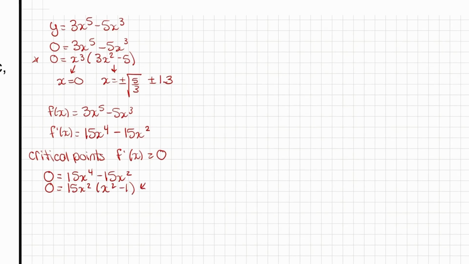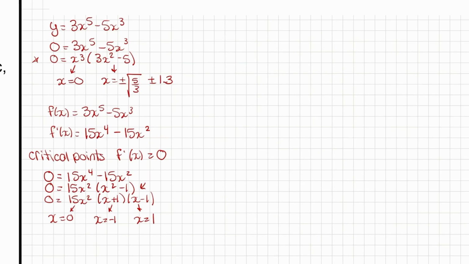This is a difference of squares. So I end up with 15x squared, x plus 1, x minus 1, which gives me critical points when x is equal to 0, when x is equal to negative 1, and when x is equal to positive 1.